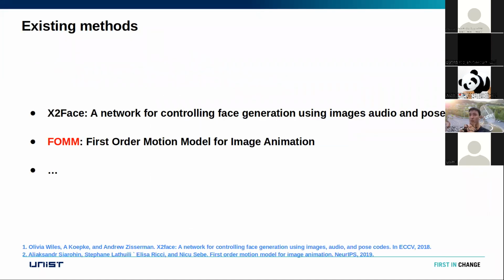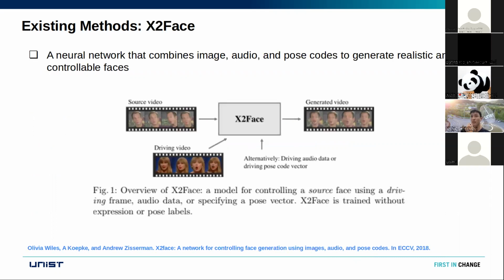Before going into the overview of the DA-GAN, I would like to mention previous works. There are a lot of them, but some worth mentioning are X2Face, a network for controlling face generation using images, audio, and pose codes, and FOMM, which stands for First Order Motion Model for Image Animation. Let's get started with X2Face. X2Face was published in ECCV 2018, and basically, given a source image, it can be manipulated and controlled with the driving video frames. Alternatively, it could be controlled by driving audio data or driving pose code vectors.